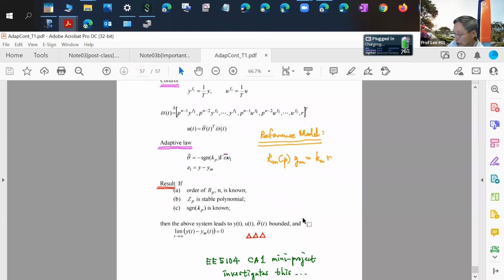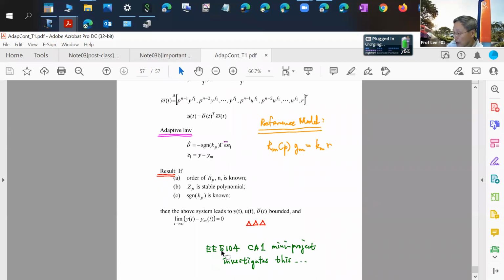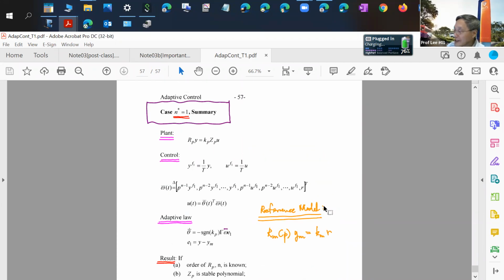All signals are bounded exactly as before, and tracking error goes to 0. Okay, so your CA1 will investigate that. In the early years, I made the 6104 people suffer more because you can establish a similar result for relative degree greater than 1.